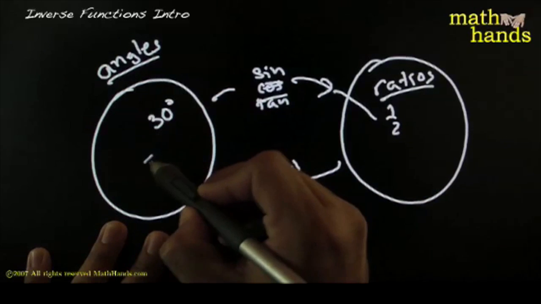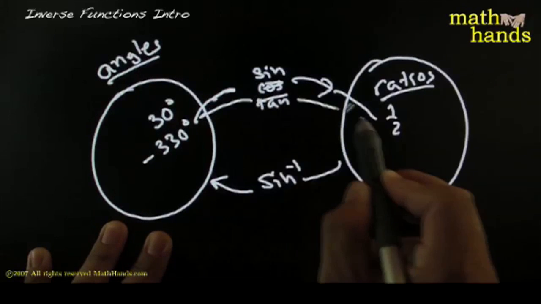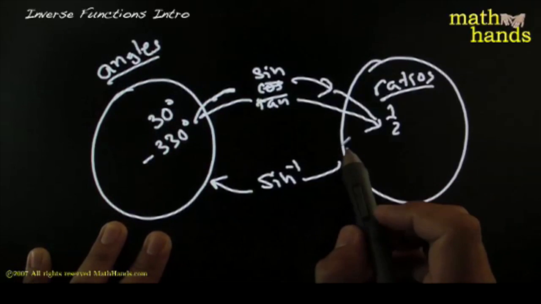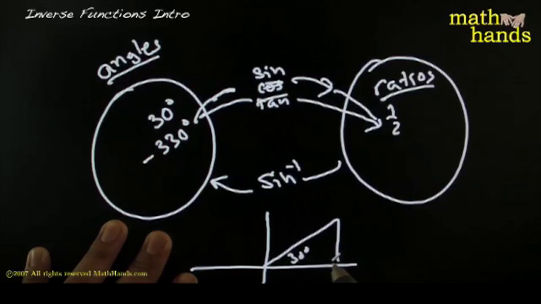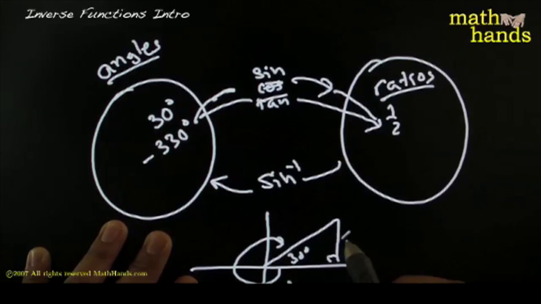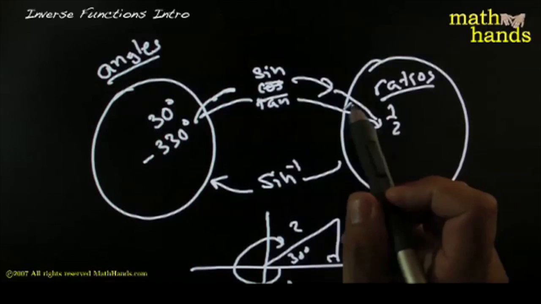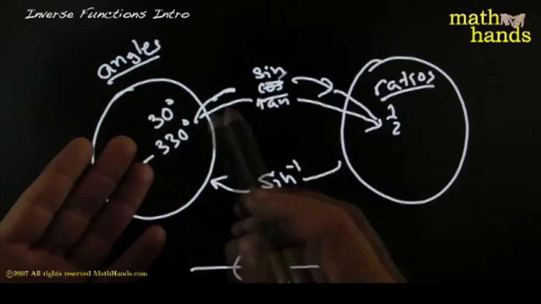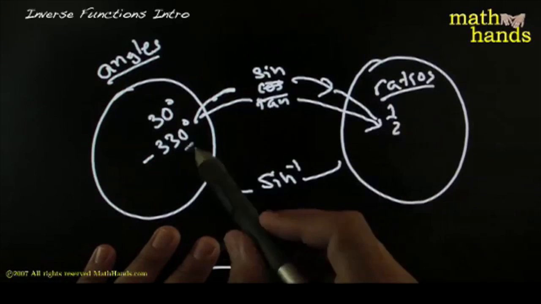If you go negative 330 degrees, for example, and you go through the sine function, it also gives you 1/2. Why? Because I'm thinking here, 30 degrees, the reference triangle is right here, and that's the same reference triangle for negative 330 degrees. So the ratio, of course, is going to be the same, 1 to 2. In other words, the fancy way of saying this is that this function is not 1 to 1. And when it's not 1 to 1, how are you going to go back?